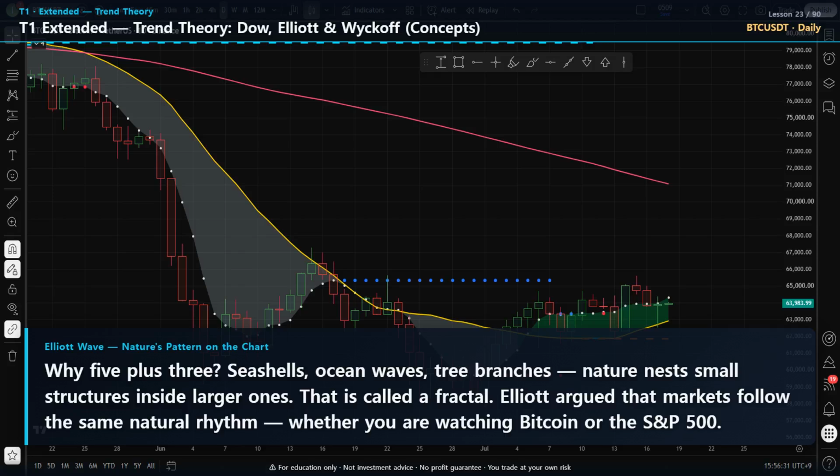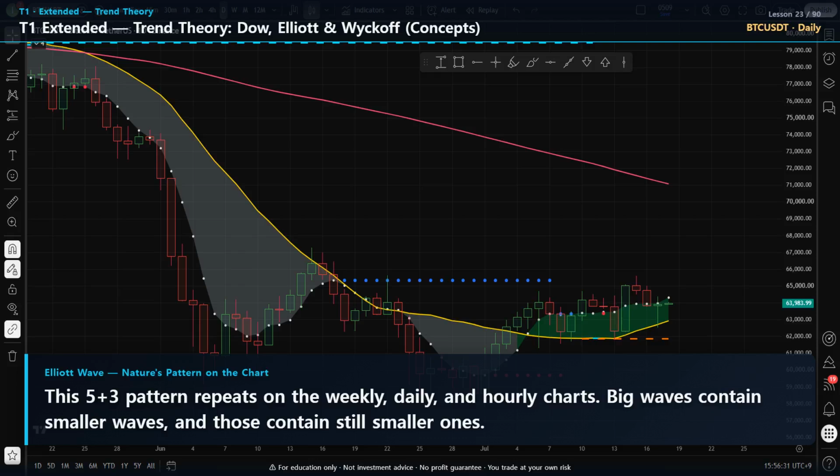Why 5 plus 3? Seashells, ocean waves, tree branches. Nature nests small structures inside larger ones. That is called a fractal. Elliott argued that markets follow the same natural rhythm, whether you're watching Bitcoin or the S&P 500. This 5 plus 3 pattern repeats on the weekly, daily, and hourly charts. Big waves contain smaller waves, and those contain still smaller ones.